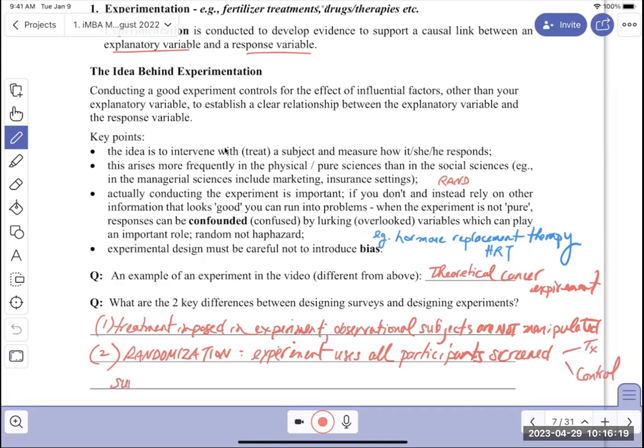In a survey, you're going to do your best to label the population, and you select a sample from the population. So you don't use everybody, right? A survey uses only a sample from a labeled population.